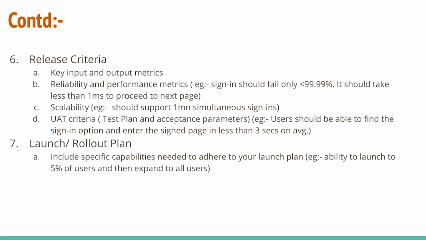The next component is the final component. This is essentially your rollout plan or launch plan. Do remember that when you want to launch a feature, there are 2 components to it. One is your rollout plan, but basically also some capabilities that will allow you to actually control the rollout itself according to your specific expectations.